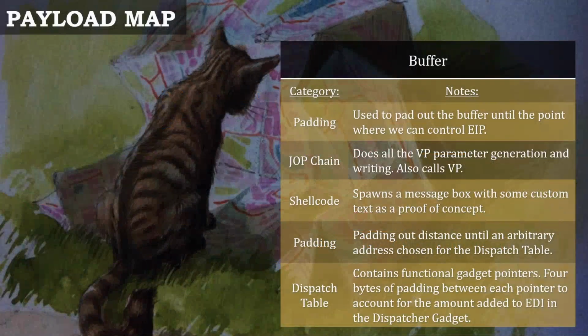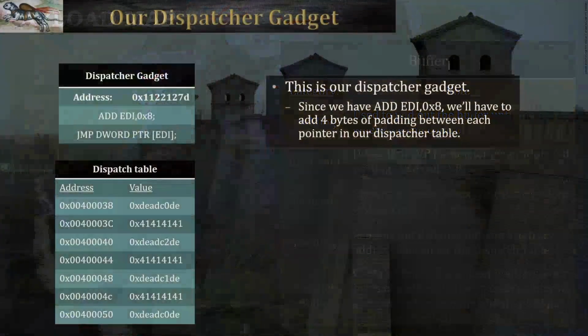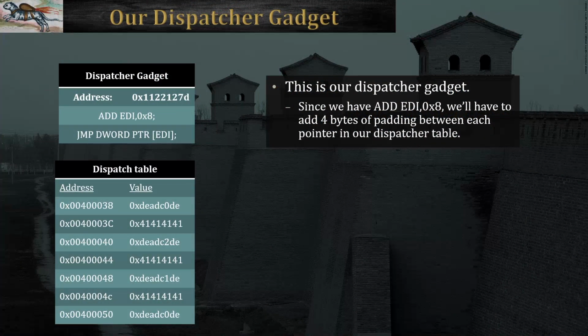Looking at our payload, we have some padding until we can control EIP. Then we have our JOP chain, which sets up virtual protect. We have our shellcode, which is a proof of concept message box, and then we have some additional padding and our dispatch table. Our dispatcher gadget is this one on the left, where we have EDI reserved for use of our dispatch table. That's the pointer.